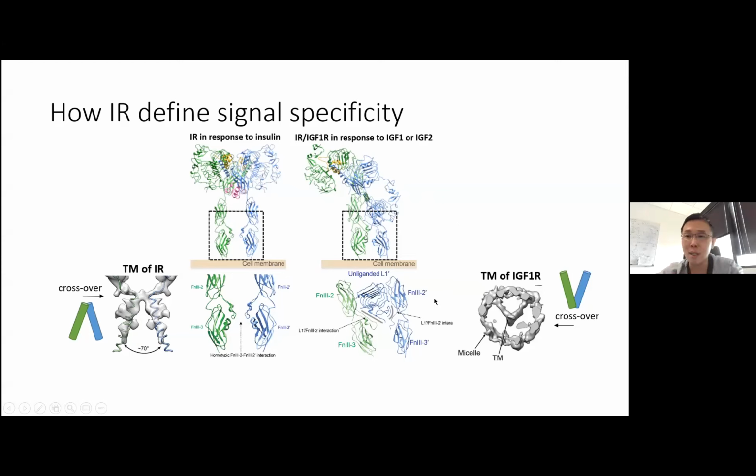Maybe this allows the insulin receptor to respond to different ligands in a different way, and maybe this is a way to define the signaling specificity for the insulin receptor. But we still don't know this actually. Maybe that is a way the receptor can tell whether it is activated by IGF-1 or by insulin.